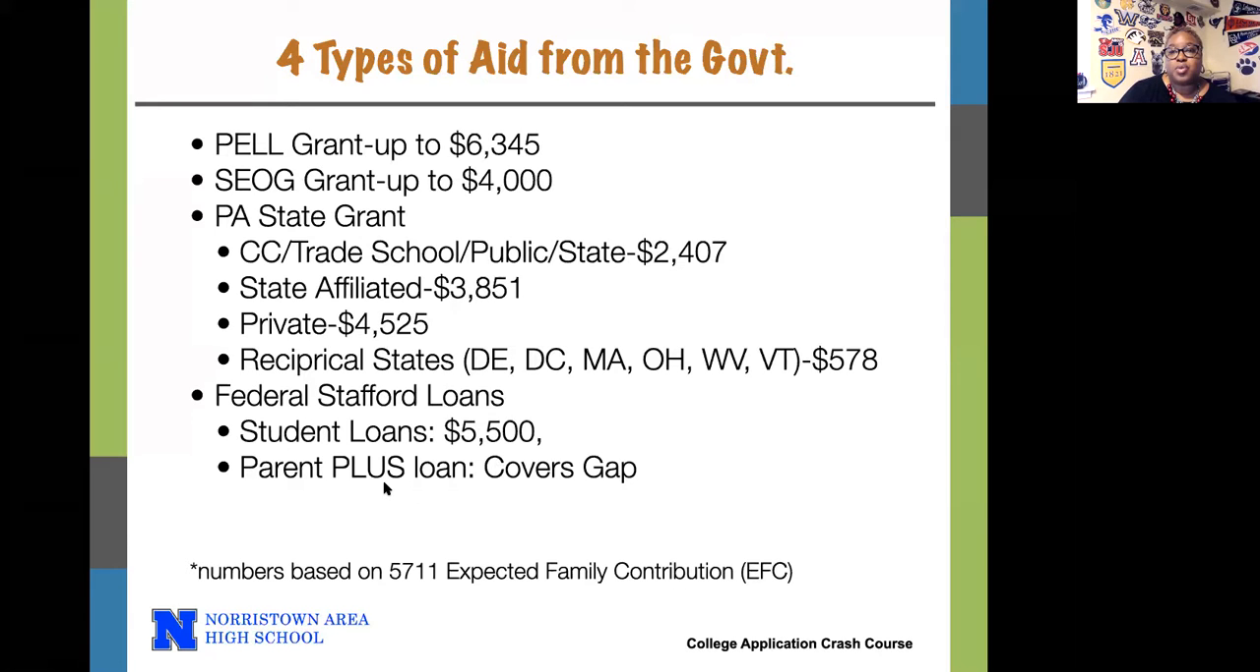Some of these schools will try to make up the difference by giving you what's called a Parent Plus loan. And those Parent Plus loans are high. They're like $10,000, $15,000, $20,000. Okay.